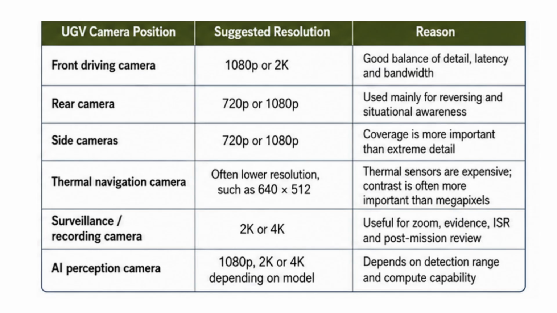Thermal cameras may have lower resolution, such as 640 by 512, because contrast is often more important than megapixels. For surveillance or mission recording, 2K or 4K is useful for zoom, evidence, and post-mission review. For AI perception, the resolution depends on detection range and compute capability. The key point is simple. Choose resolution based on mission need, not just the highest number.